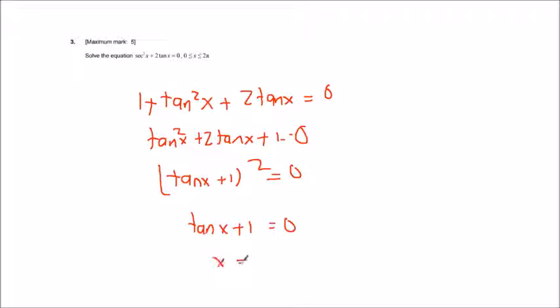And so tan x equals minus 1, so x will be minus pi over, no, not minus pi over 2. Tan x plus 1 is equal to 0, so tan x equals minus 1. So x is equal to 135 or 315 degrees, which is 3 pi over 4, 7 pi over 4. Those are your answers. There you go.